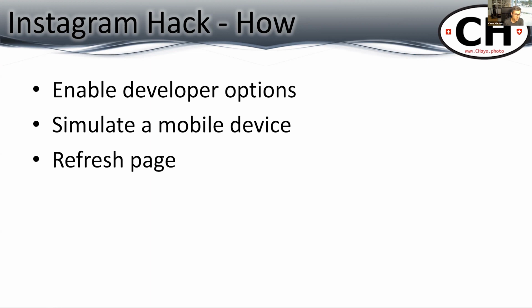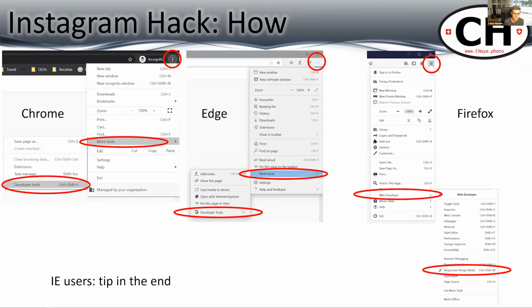Just enable some developer options and then you simulate a mobile device. No worries, Lino, don't kick me yet. I'm going to show you exactly how it's done. And then if you're using Chrome, you need to refresh the page. This is just so we can have that in the blog post tomorrow if anybody needs to go there and find it again. But I can show you how that's done in each of the browsers.